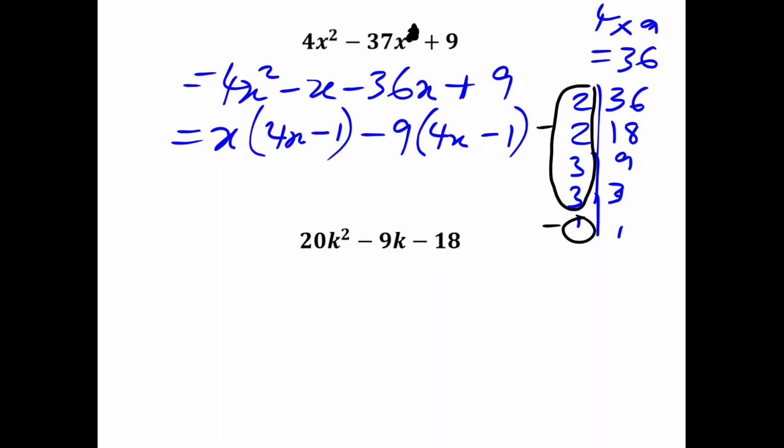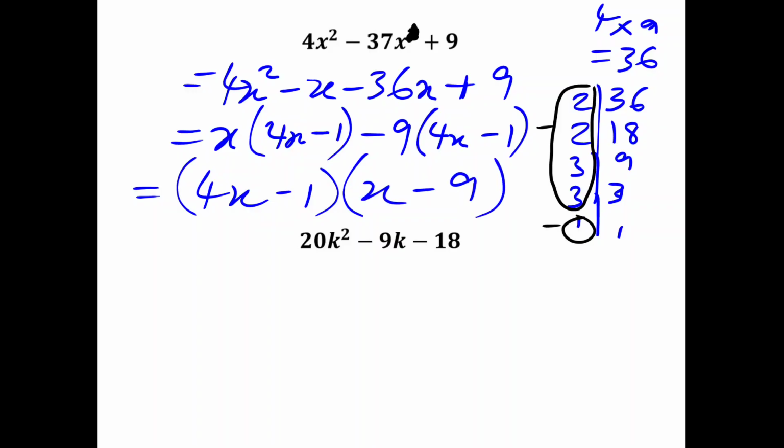Now, at this point, 4x minus 1 is a common factor, so we take it out. It's 4x minus 1, and then what remains is x minus 9. This is our factorization. Now, I get the sense that this is a more powerful method that is also generic, actually.